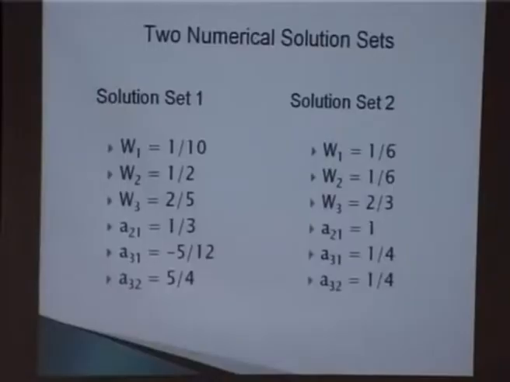The other two sets have been shown here. The one that has been neglected was A21 equal to 2/3. In these sets, in one of them A21 is equal to 1/3, and in the other one, A21 is equal to 1. And these are the solutions that Aditya pointed out.